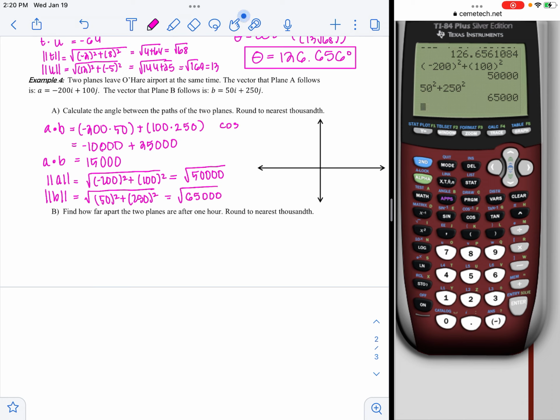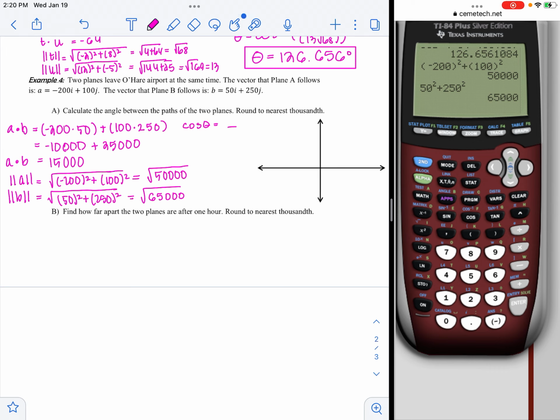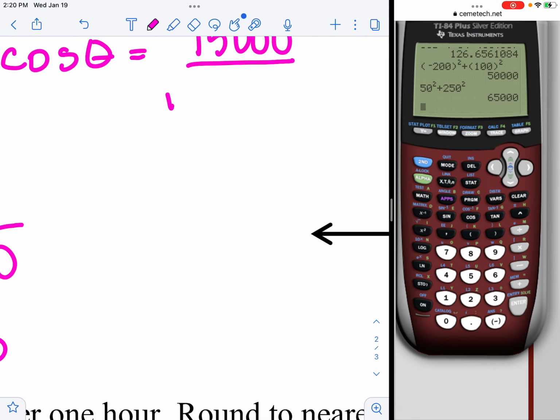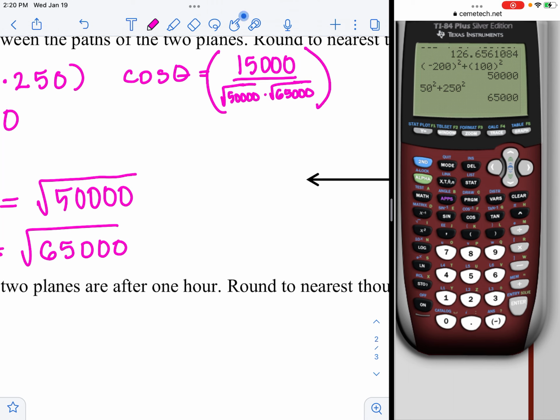All right, so now I need to solve for theta. So cosine of theta is equal to, I should probably move this over a little bit since I'm getting close to running out of room. There we go. Cosine of theta is equal to the dot product, 15,000, over the two magnitudes multiplied. I'm going to zoom in here so I can write them down. Square root of 50,000 times square root of 65,000. I could make that one radical if I wanted to, but I don't feel like it.